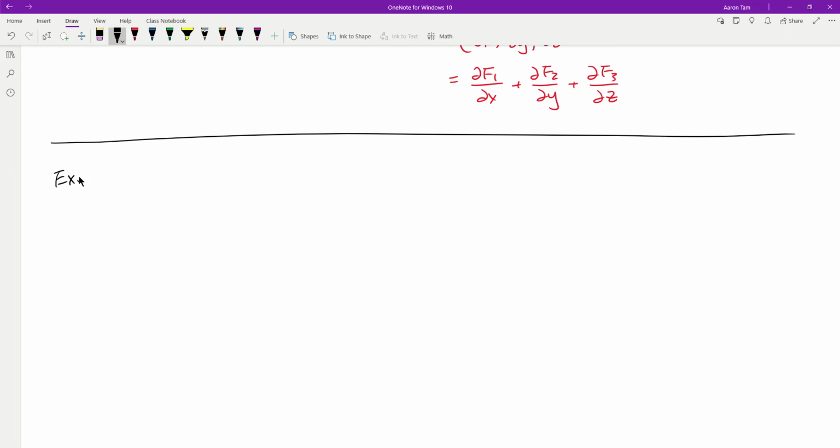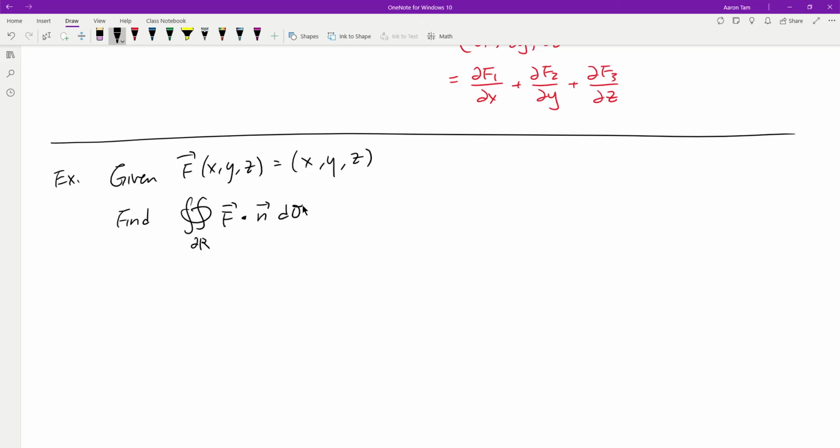So let's do the example that we did in 9.3. Let's say we're given vector f of x, y, z is just equal to (x, y, z). And we're going to try to find this closed surface integral over the boundary of f dot vector n d sigma, where the boundary is the surface of a cylinder with radius a and height b.